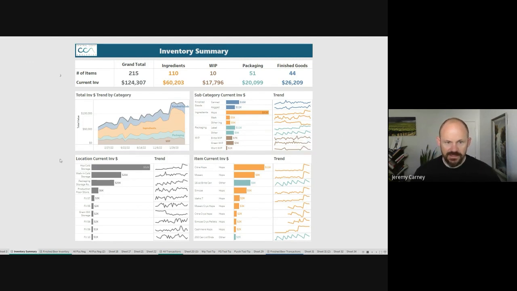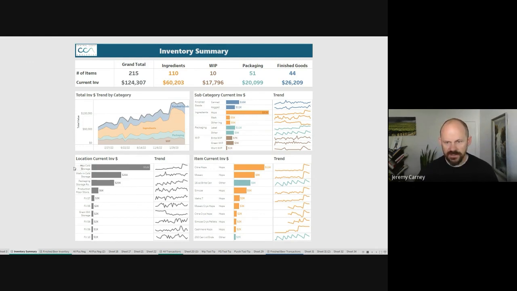Okay, so let's take it down another level. So now we're going to look at it by location. So for this sample data source, this brewery only has like one main building, but this is breaking it down now by inventory location within that building. So you can see how those look, and most of it is in some of our cold storage up here.